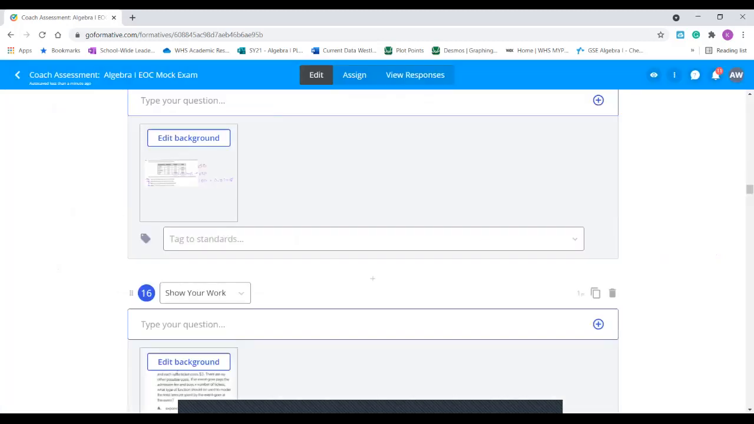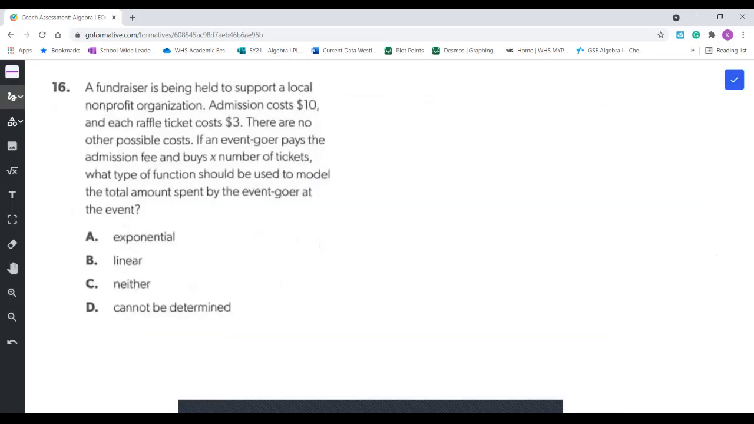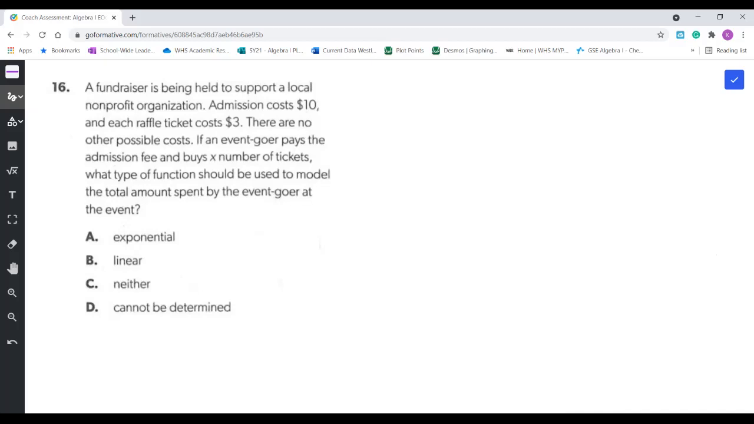You'll be sorry. Number 16. A fundraiser is being held to support a local nonprofit organization. Admission costs $10 and each raffle ticket costs $3. There are no other possible costs. All right, admission ticket and then a raffle ticket. If an event goer pays the admission fee and buys X number of tickets, what type of function should be used to model the total amount spent by the event goer?